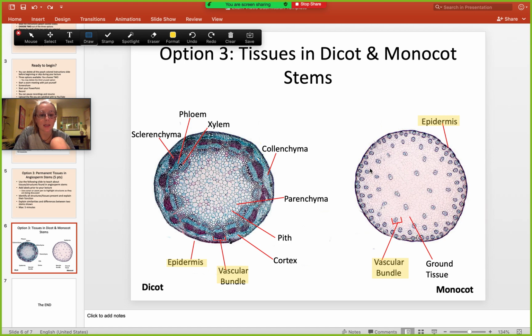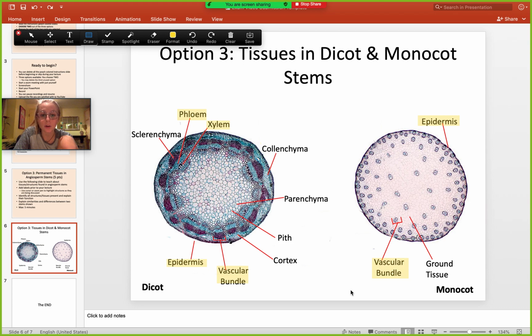Now, in the monocot and dicot, both vascular bundles are made up of phloem, which are living elongated cells that transport sugar and organic nutrients from photosynthetic sites throughout the plant, as well as xylem, which are made up of dead tubular cells, and they transport water and minerals from the roots upward throughout the plant.